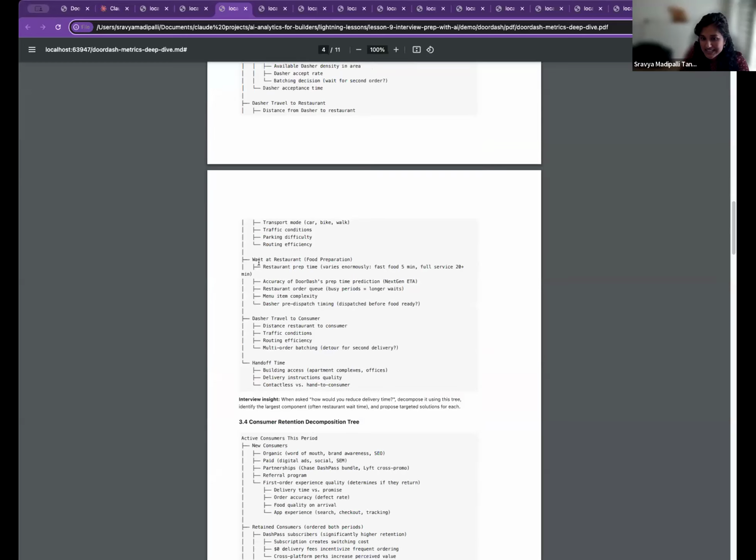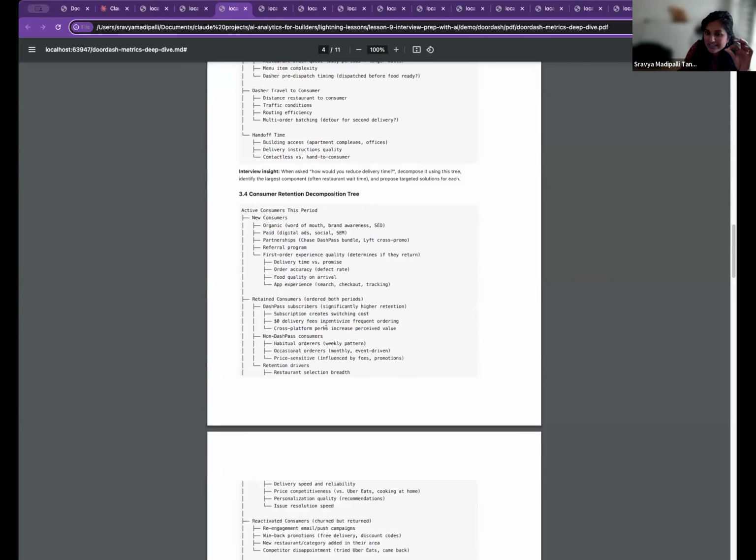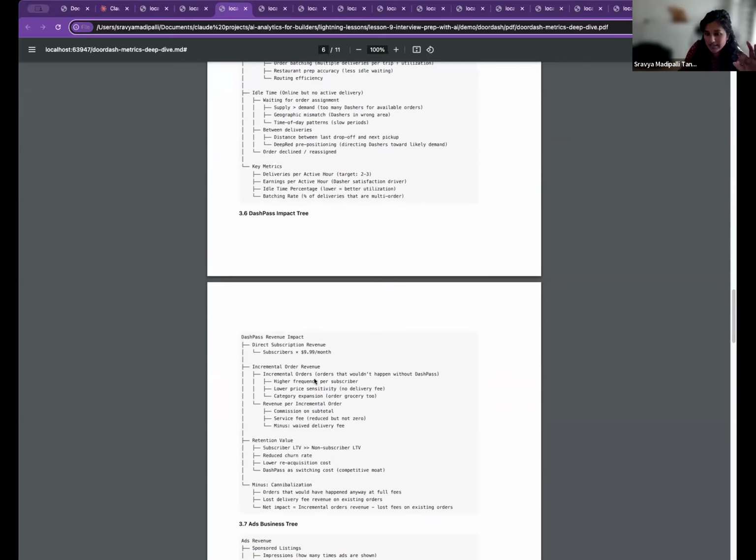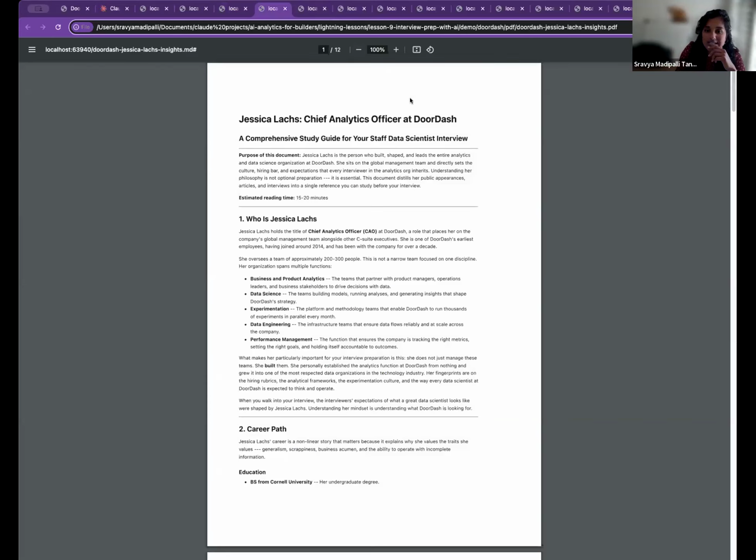So look at the detail here. Wait at the restaurant and the restaurant prep time. Accuracy of DoorDash's prep time prediction. Restaurant order queue. You take any area, it just covers the full detail of the area. And this is the reason why the interview copilot that we build on top of these documents is going to serve you as an actual interviewer, because it has so much information, like a staff data scientist or a staff product manager in DoorDash, that it's going to help you be very honest with how your answers are and it grades you well.